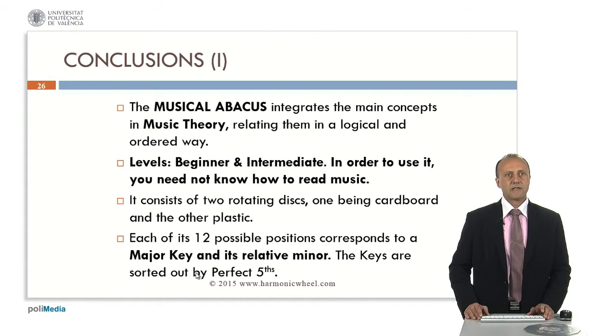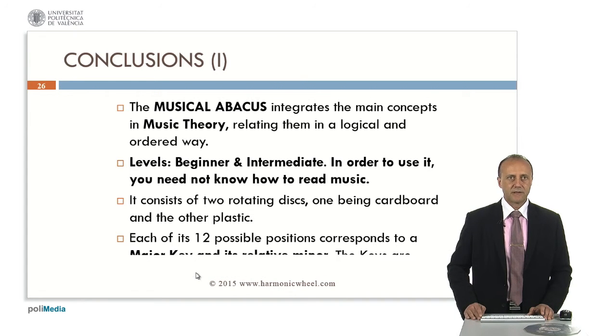As conclusions, we can say that the musical abacus integrates the main concepts in music theory, relating them in a logical and ordered way. It is intended for levels beginner and intermediate, and in order to use it, you do not need to know how to read music. It consists of two rotating discs, one being cardboard and the other plastic. Each of its 12 possible positions corresponds to a major key and its relative minor. The keys are sorted by perfect fifths, that is, following a cycle of fifths.